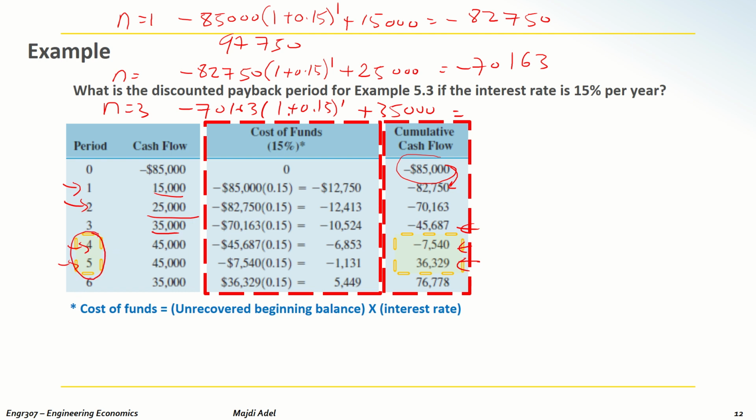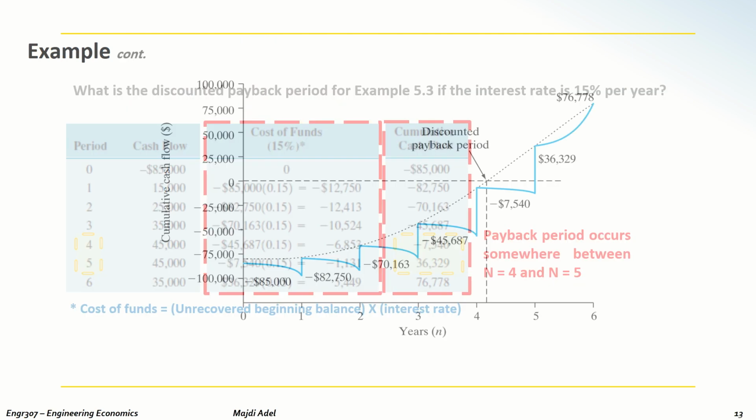The sign of the cumulative cash flow changed between the fourth and fifth year. So the payback period happens between year 4 and year 5, and because of the end of period convention, we say that the payback period happens at the end of the 5th year.